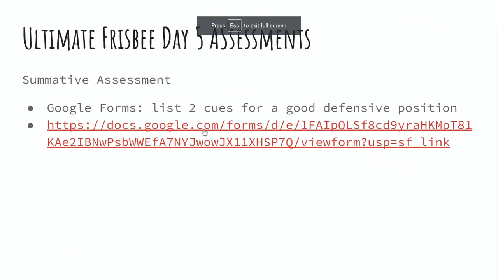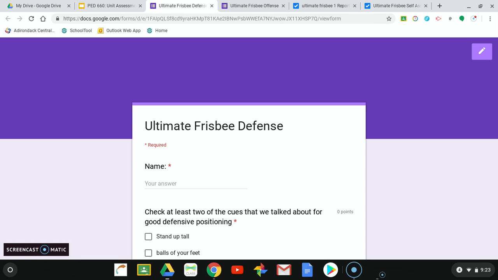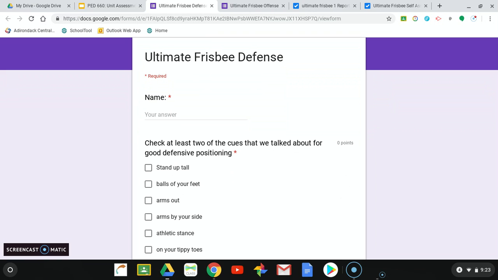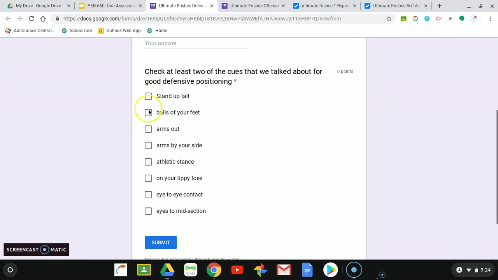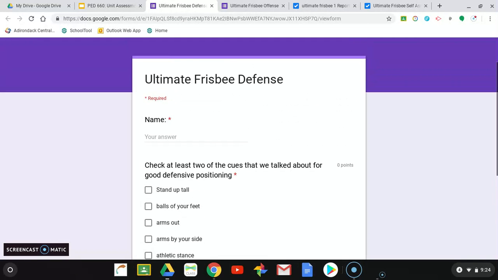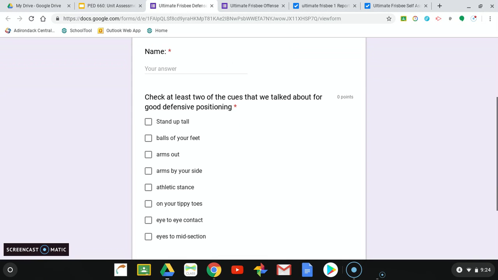Day 4, again, similar. They're going to go on to Google Forms, but this time instead of having short answers, they just need to check which ones they think are correct. Now, they can check all of the ones that we talked about, as long as they can get at least 2 of the cues. That's what my goal was looking for on this assessment.